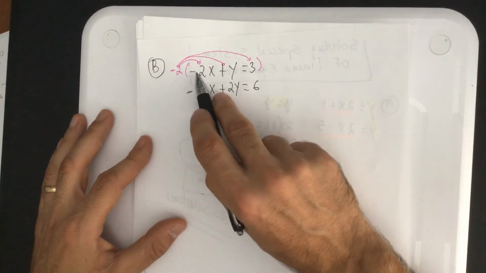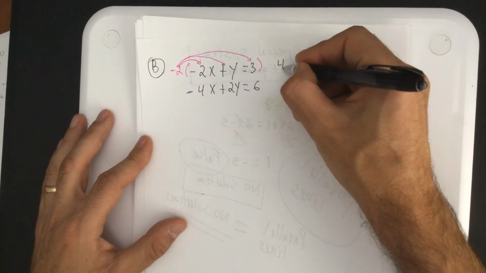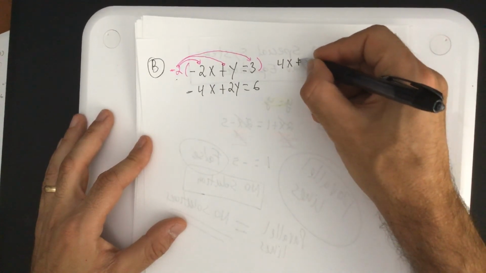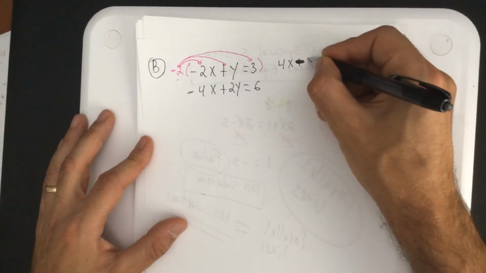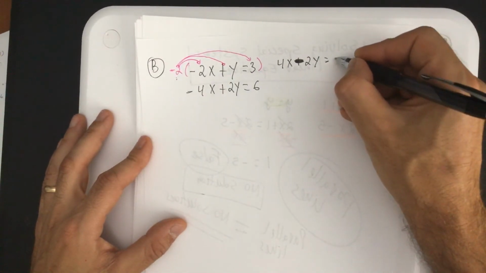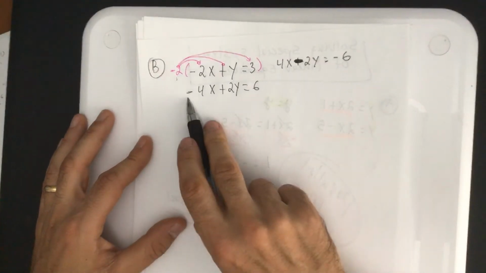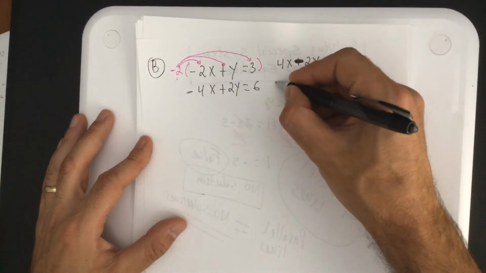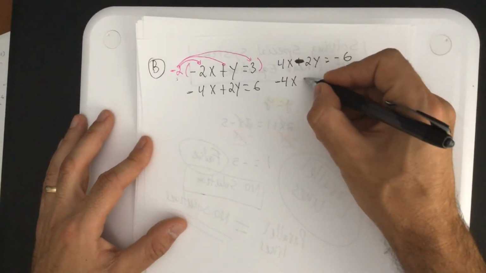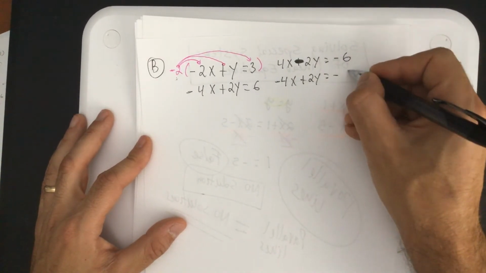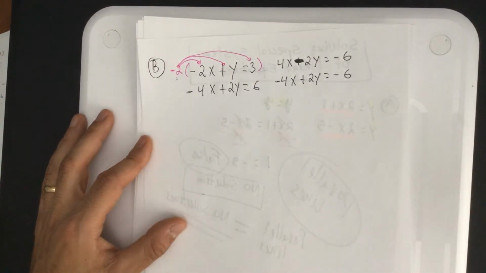So negative 2 times negative 2x, that will be positive 4x. Negative 2 times y, that will be negative 2y. And negative 2 times 3, that will be negative 6. And this one stays the same because I have the opposite right here, right? 2y and negative 2y. So I got negative 4x, positive 2y, and we got 6. Now we're going to be adding those together.